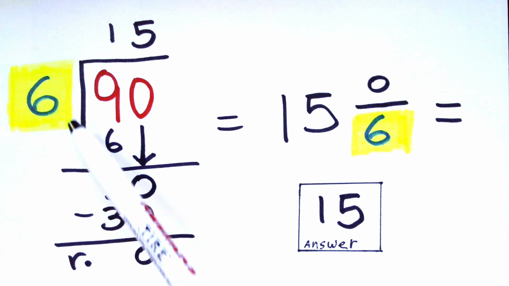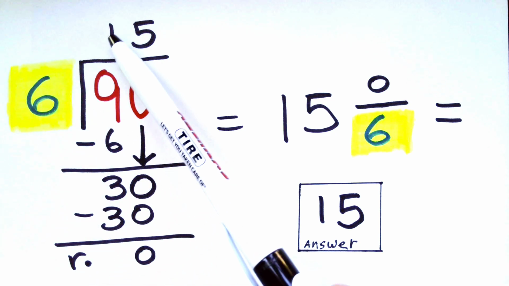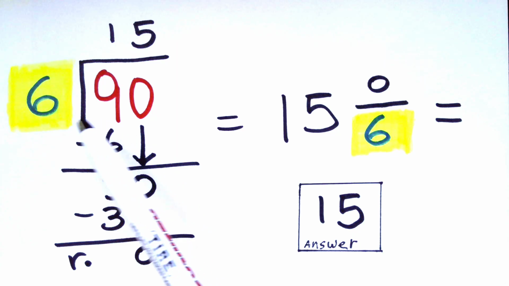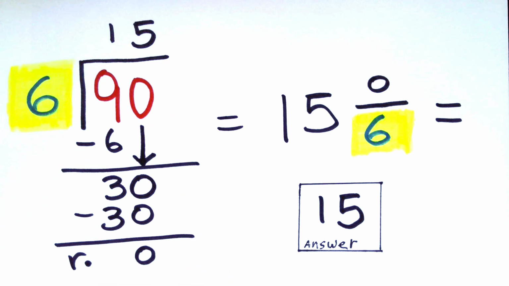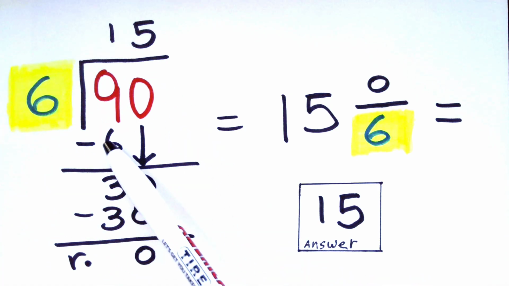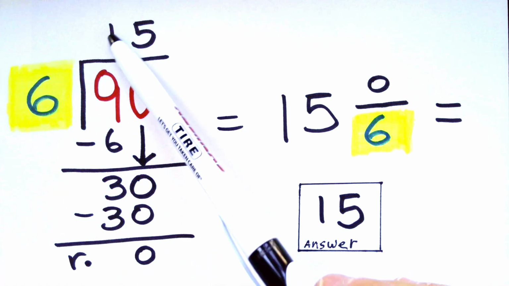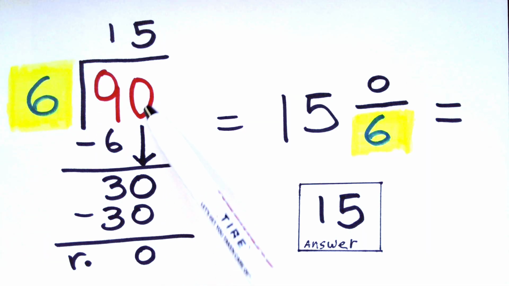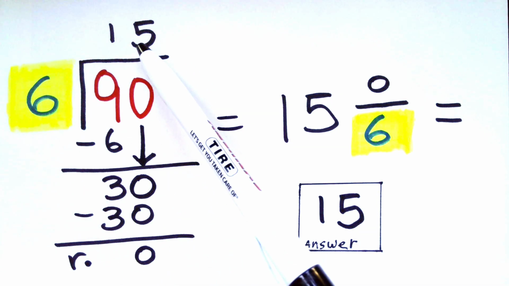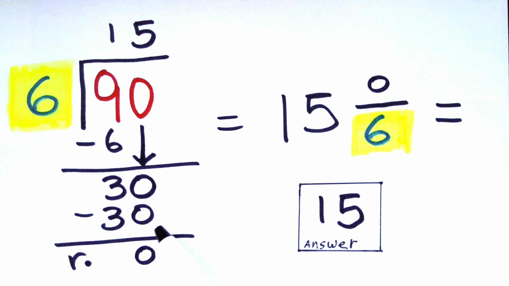So 90 divided by 6. 6 times what number gets me closest to 9? I know 6 times 2 is 12, and 12 is larger than 9, so that won't work. 6 times 1 is 6, so 1 will work. I subtract 6 from 9, I get 3. Bring down my 0, now I have 30. 6 times what number gives me 30? Well, 6 times 5 gives me 30. Subtract 30 from my target of 30, I get a remainder of 0.